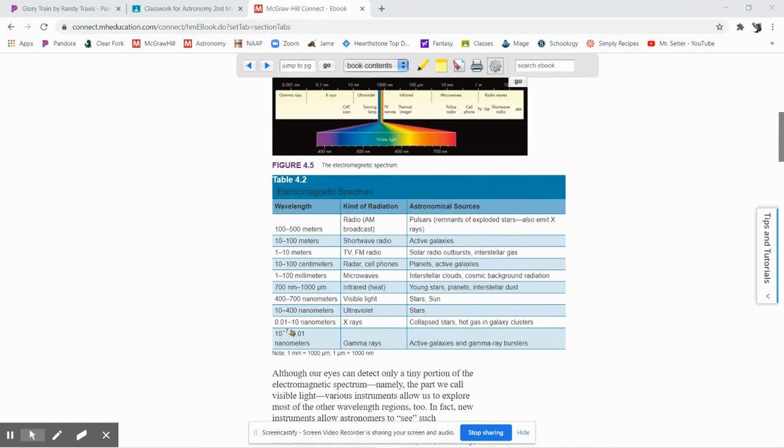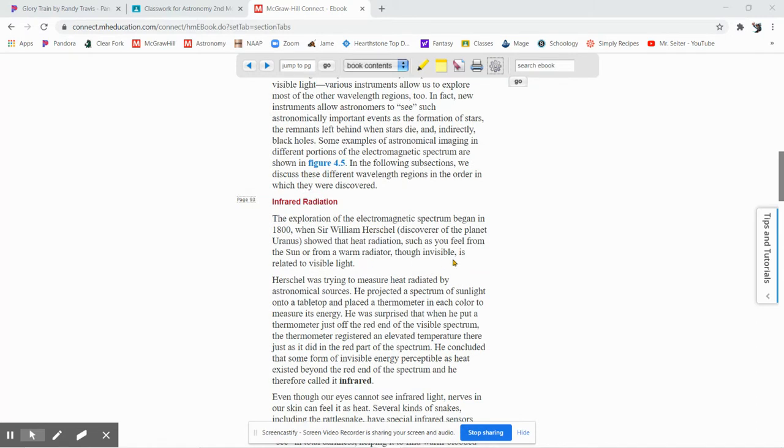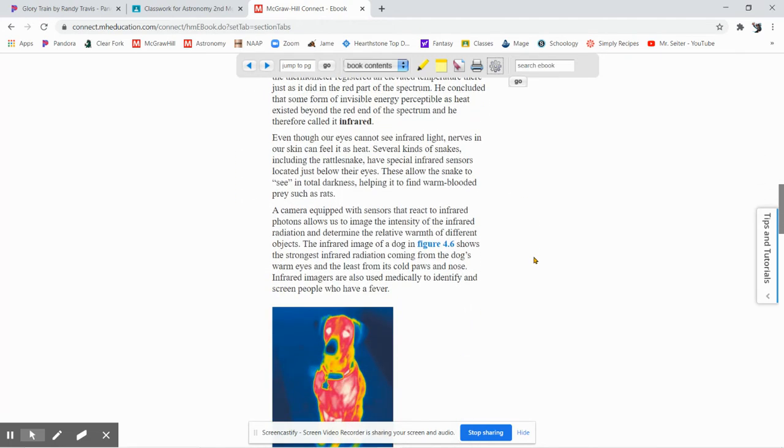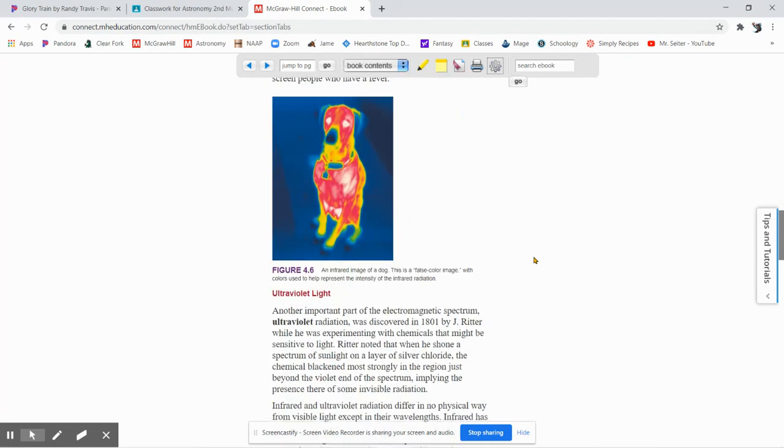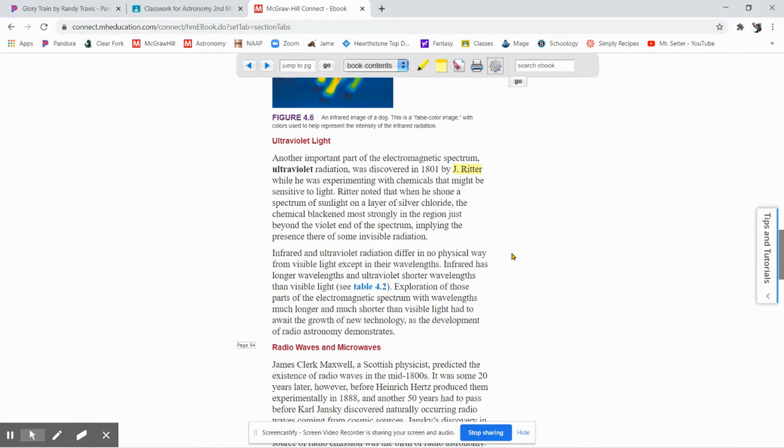Here are wavelengths matched up with the different astronomical sources and what kind of radiation, like radio waves, shortwave radio waves, TV waves, etc. All right. And as you go down, it's going to explain here's one, Sir William Herschel, and how he discovered infrared radiation, ultraviolet radiation, J. Ritter. It'll talk about him in here as you're reading it and how he discovered that.